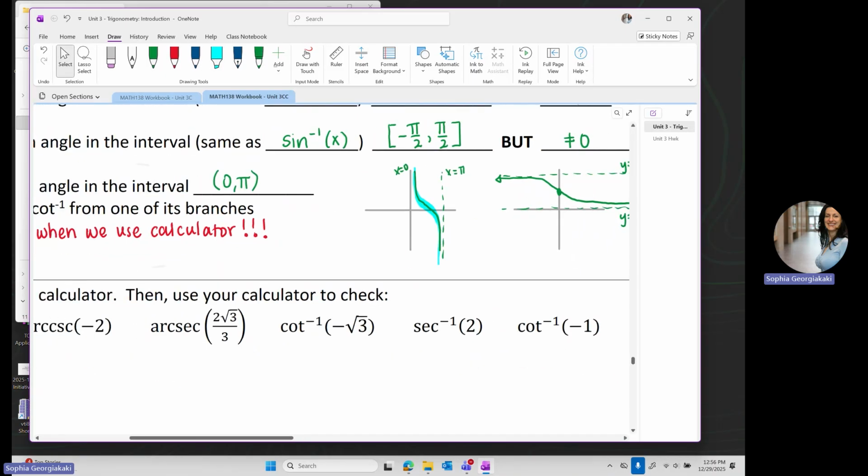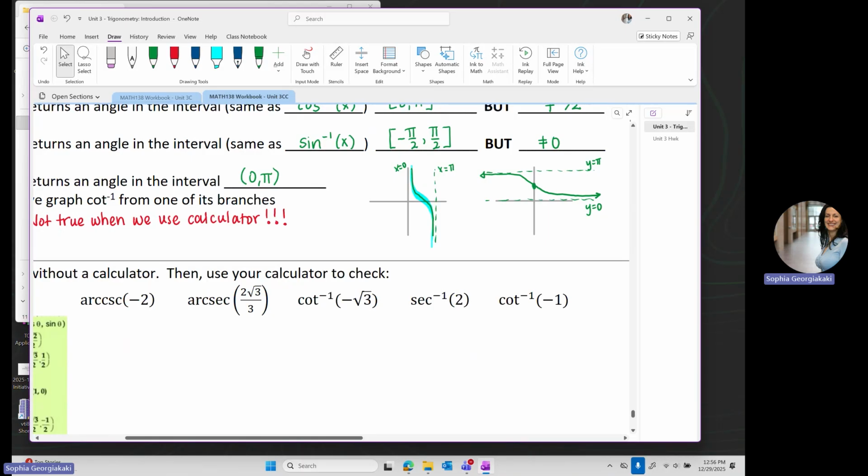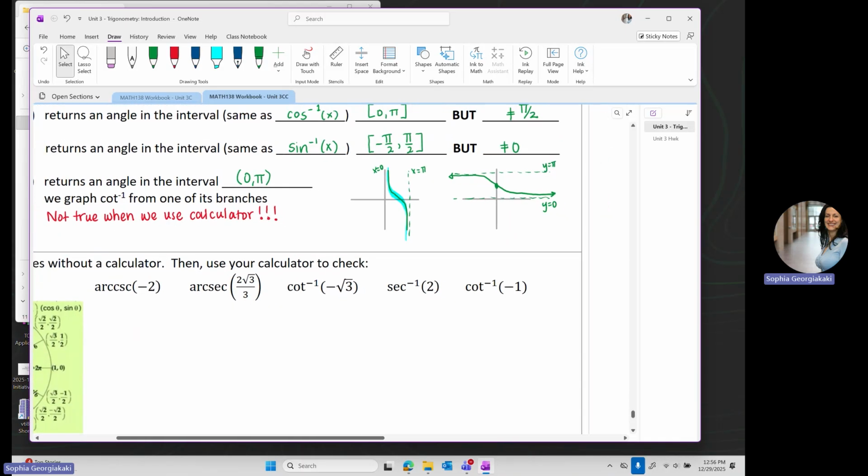So we use one of these branches of the cotangent function to create the inverse cotangent function that is between the asymptotes x equals 0 and x equals pi. So the inverse cotangent will be between asymptotes y equals 0 and y equals pi. And therefore, it will return an angle in the interval from 0 to pi.